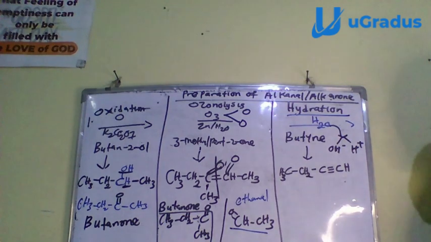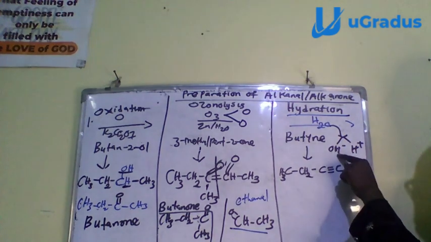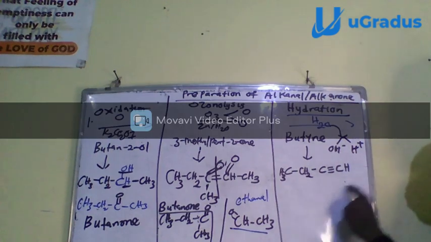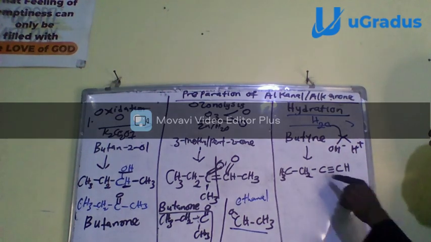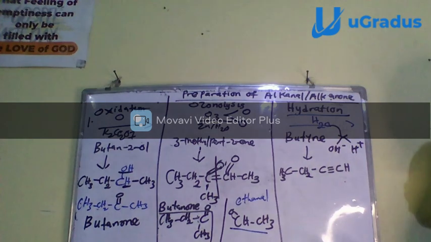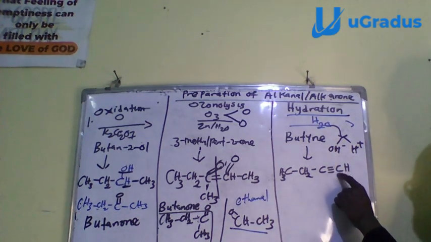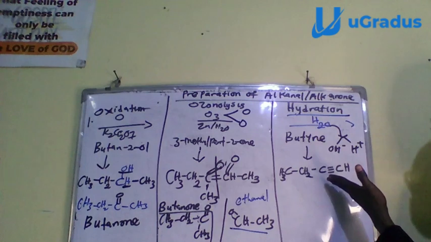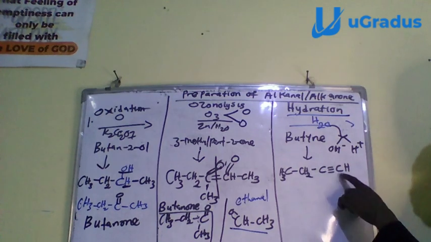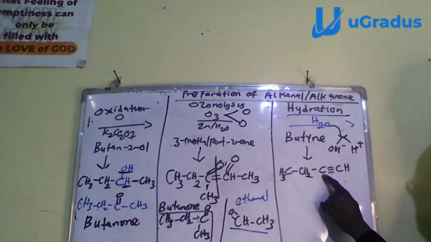Now, how do you know? Before you can actually connect this OH minus and H plus to the chain, you have to know which of your carbon is positive and which of your carbon is negative. There is something I used to call carbon of concern. Carbon of concern are the carbons that are hosting your triple or double bond. But in this case, since this is an alkyne, the carbon of concern is this carbon and this carbon.